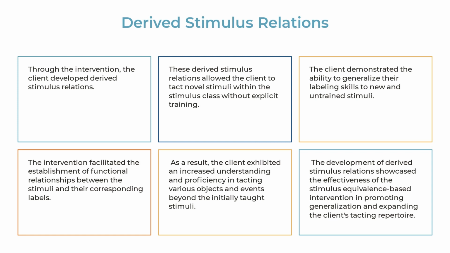The intervention facilitated the establishment of functional relations between the stimulus and the corresponding tacts. As a result, the client was able to exhibit increased and proficient tacting of various and novel objects, even ones that had not been seen at all before. The development of derived stimulus relations showcased the effectiveness of the stimulus equivalence-based intervention in the prompting, generalization, and expanding of the tacting repertoire.